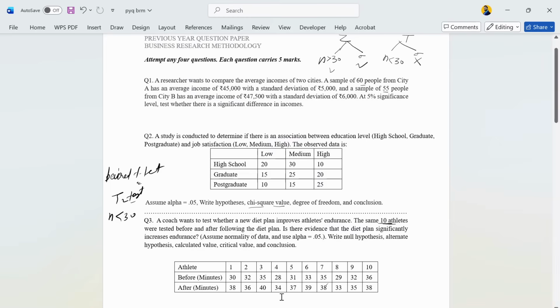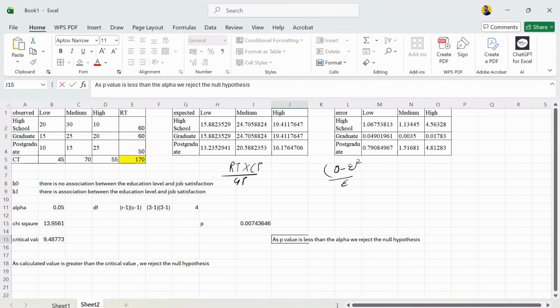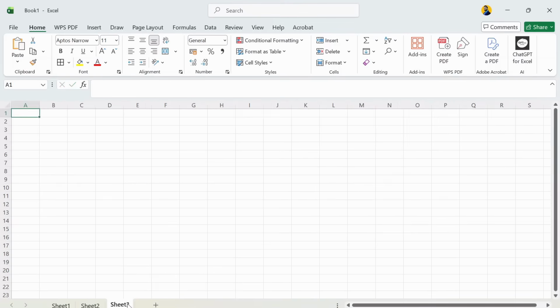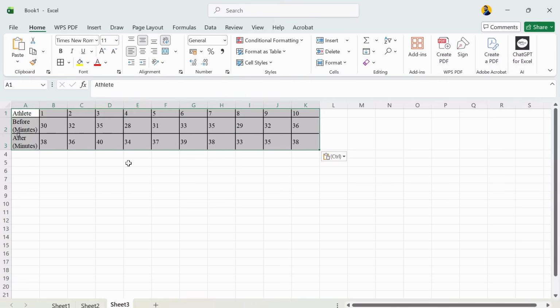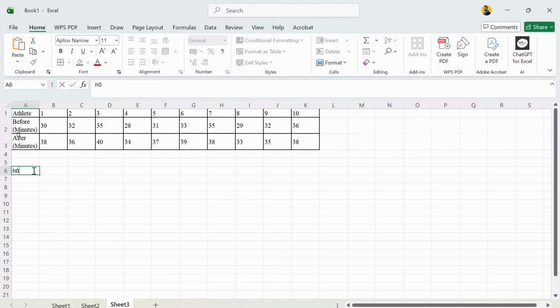For the solution part, we first need to plot the basic information. I am just copying this table. Now shifting to our third sheet, a new sheet. On sheet three, Control V. I have copied the basic data. Now first we will define our null hypothesis again.